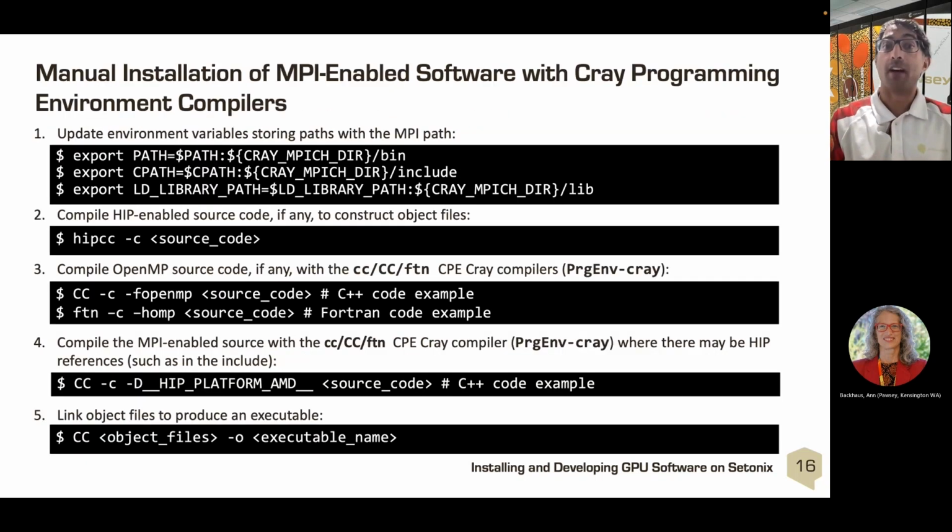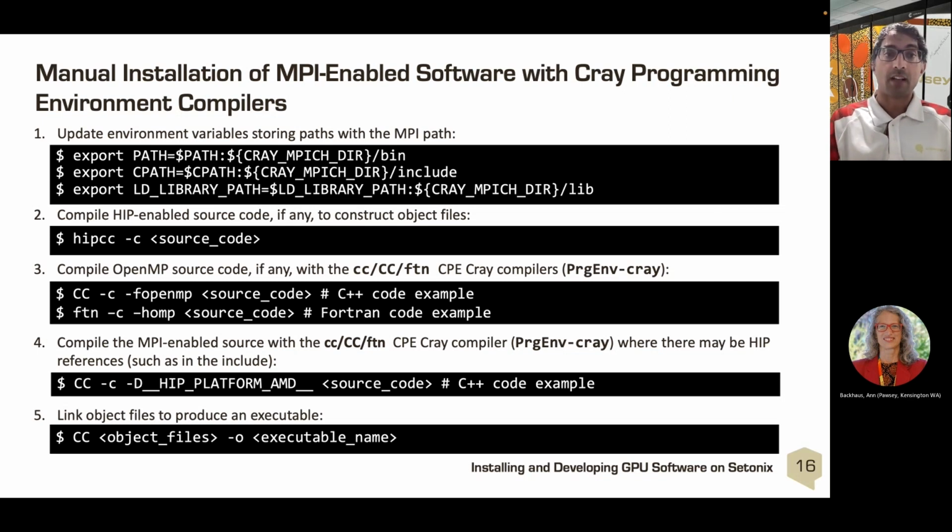Now MPI. So MPI-enabled software is software where you're going to make use of the MPI programming API, but also want to do multi-node compute. So there are several steps. One is to make sure that the Cray MPI libraries, binaries, etc., are all in the paths that are automatically looked for. So there is PATH, CPATH, and LD_LIBRARY_PATH that need updates.